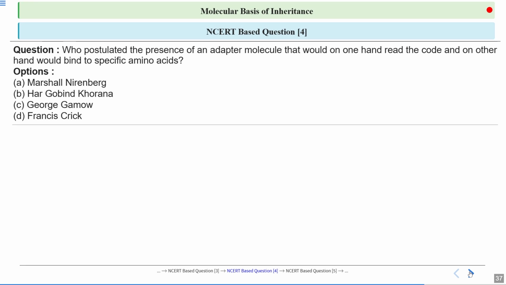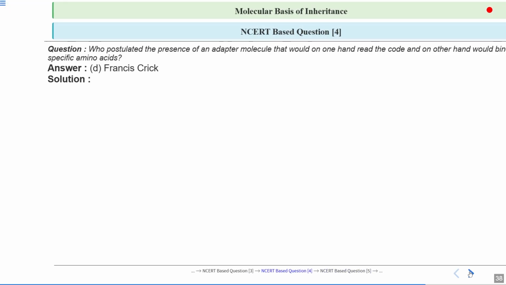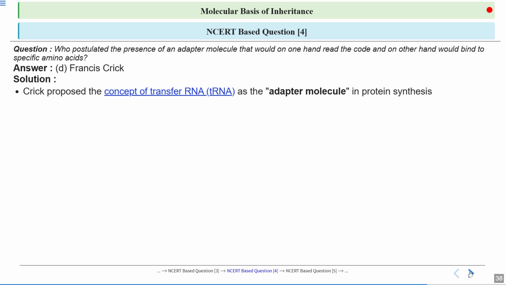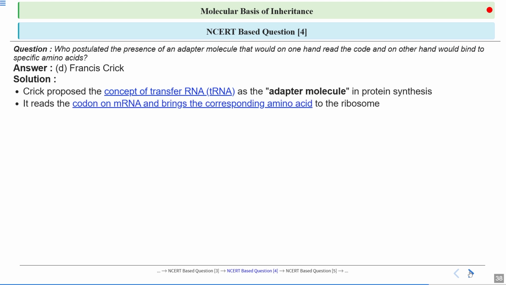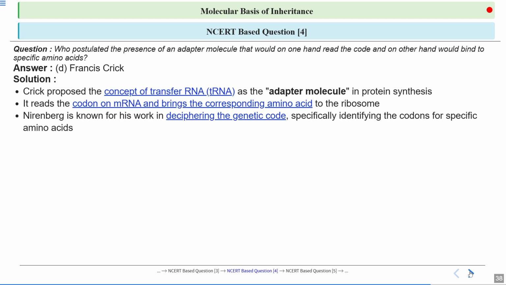Next question: who postulated the presence of an adapter molecule that would on one hand read the code and on the other hand bind to a specific amino acid? Right now we have studied it: it is Francis Crick who gave this adapter molecule hypothesis. He proposed the concept of transfer RNA as the adapter molecule in protein synthesis. It reads the codon on mRNA and brings the corresponding amino acid to the ribosome.